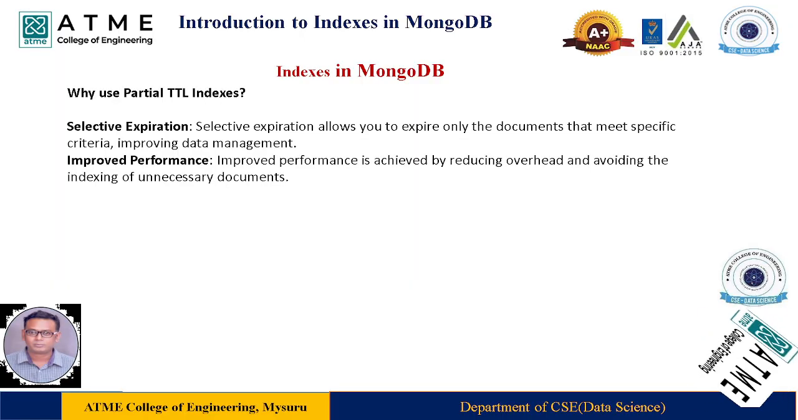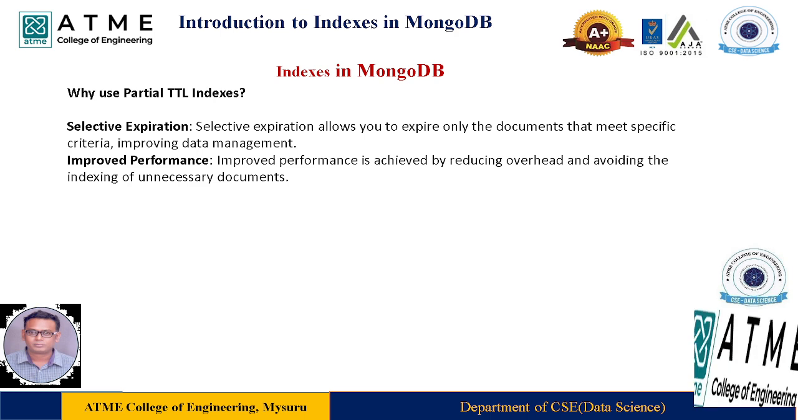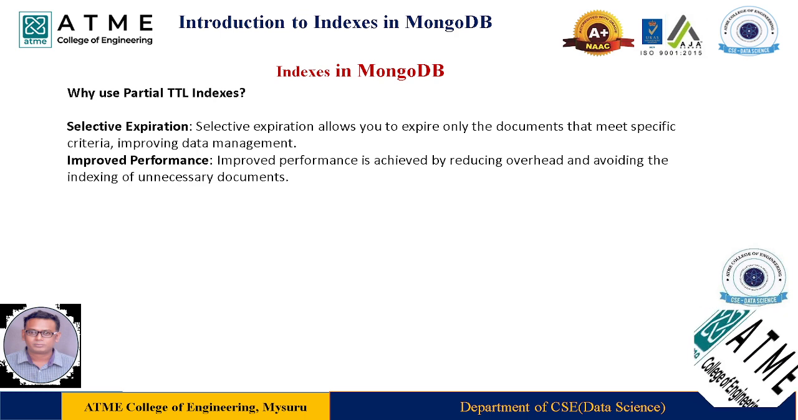So partial TTL index. So TTL index with a selective expression. A selective expression allows you to expire only documents that meet specific criteria, improving data management. It will expire only the documents that meet specific criteria. So improved performance is achieved by reducing overhead and avoiding indexing unnecessary documents.